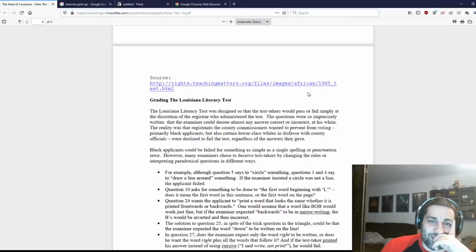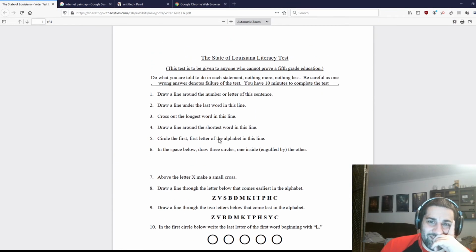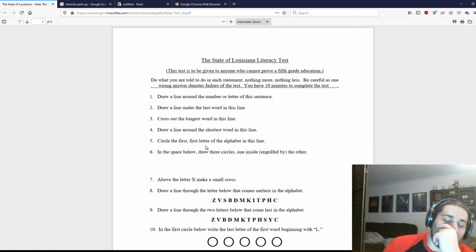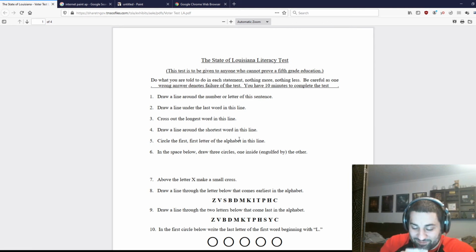Fuck, dude. It's almost like they don't want black people to vote. That's crazy. Wow. It's almost like this test was not administered in good faith. I feel bad. Thomas, would you let me vote in spite of me failing the test? Absolutely not. No.